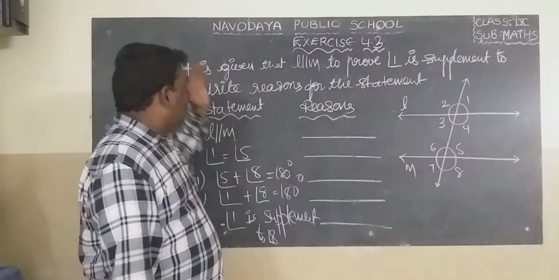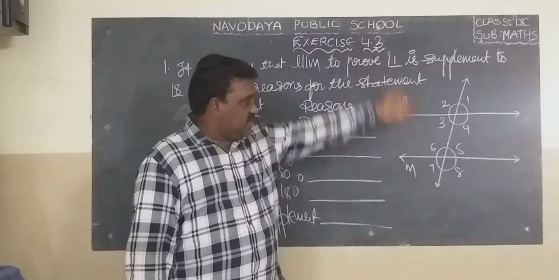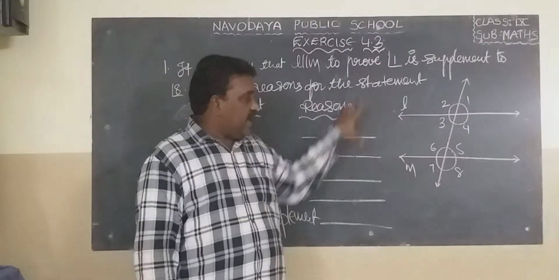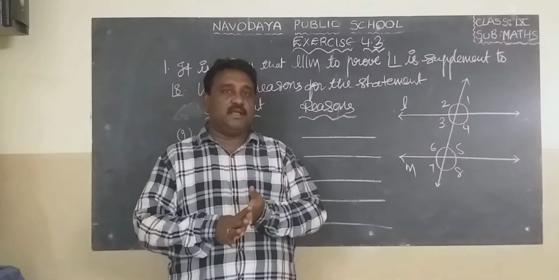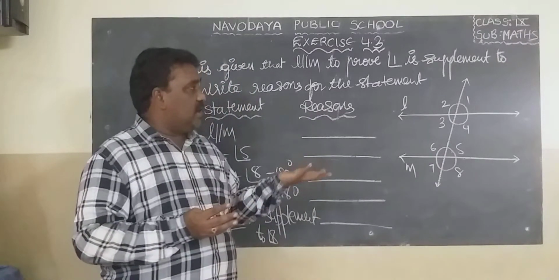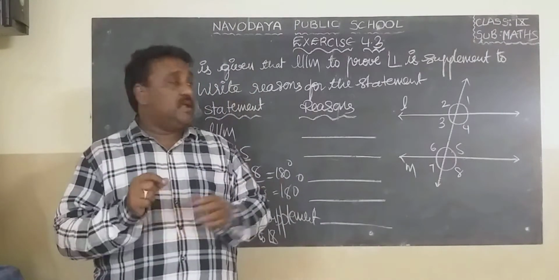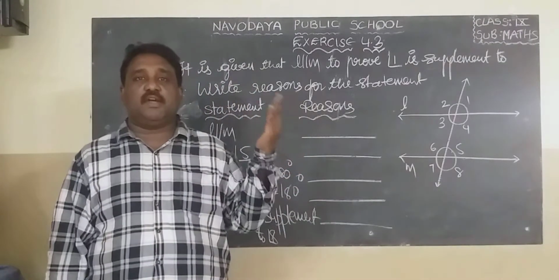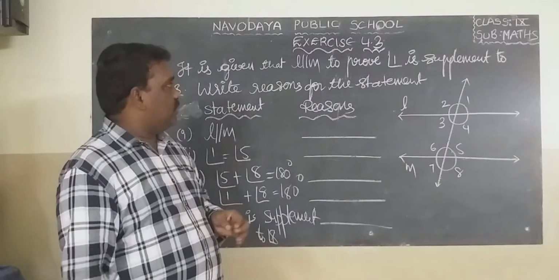Okay? So what is there in the problem? L is parallel to M and there is a transversal. Totally 8 angles are formed, 4 interior angles and 4 exterior angles. If the lines are parallel, corresponding angles are equal, alternate angles are equal, and interior angles on the same side of the transversal are supplementary. You know about those points.